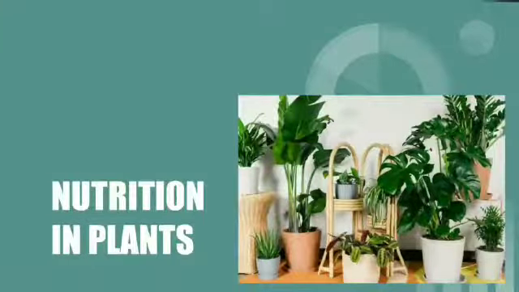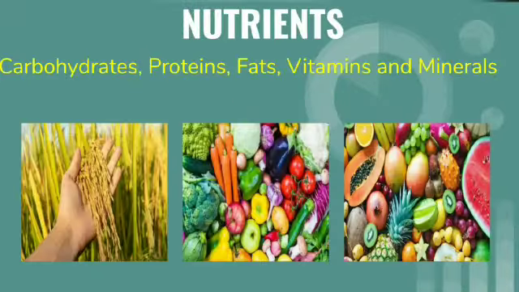Today in this session, I will be discussing the first chapter of class 7th science, that is nutrition in plants. Children, we know all that living organisms need food. Different kinds of food contain different types of nutrients. Carbohydrates, proteins, fats, vitamins and minerals are the important nutrients.